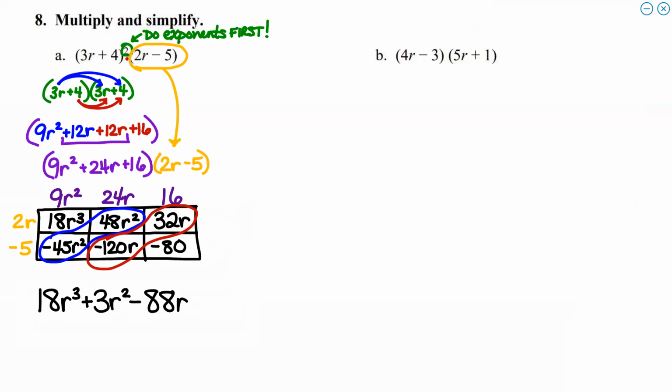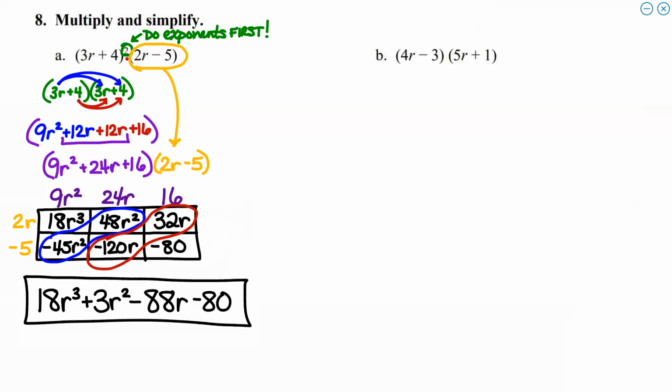-88r. And then did we have a like term for -80? Nope. So -80. That would be my final answer for part A.